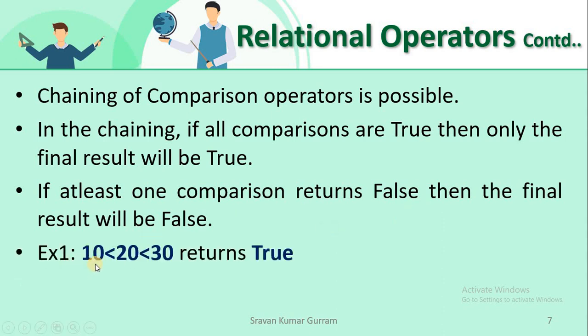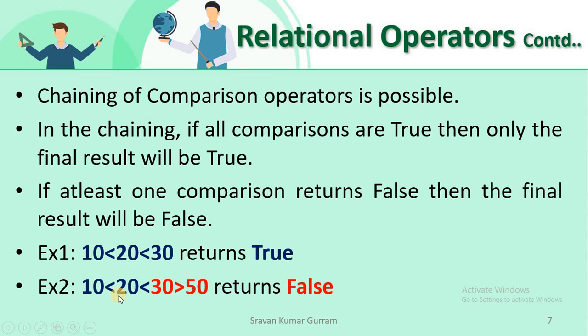See the example 1: 10 less than 20 less than 30. This is called chaining. So in this case, all are true. 10 less than 20 is true. 20 less than 30 is also true. So all are true, so the final value becomes true.